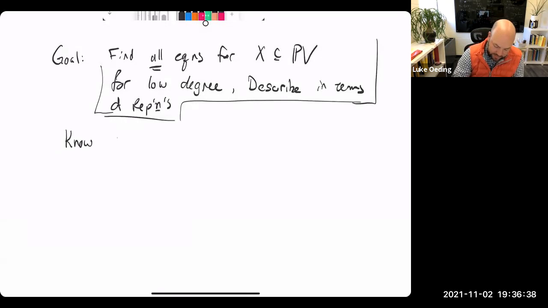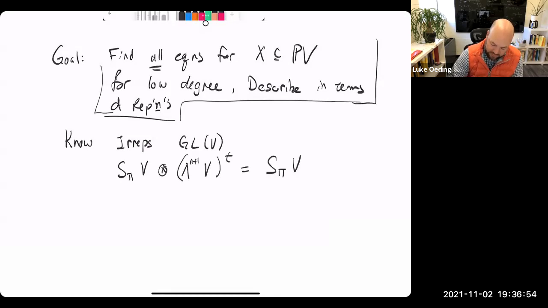the set of irreducible representations for GL of V. These are the Schur modules S pi V tensored with a twist. I'm going to write this as S pi V of minus T. For this lecture, it's not super important to deal with these twists because we have the degree floating around that allows us to figure out what the twist should be for every representation.